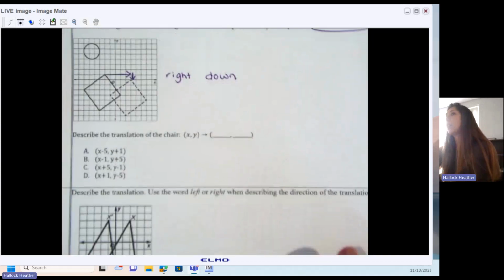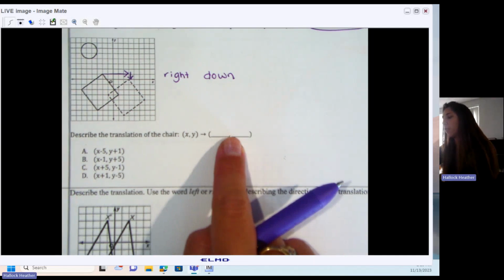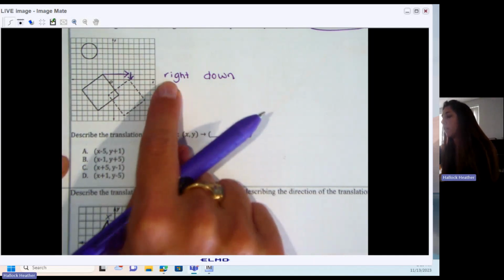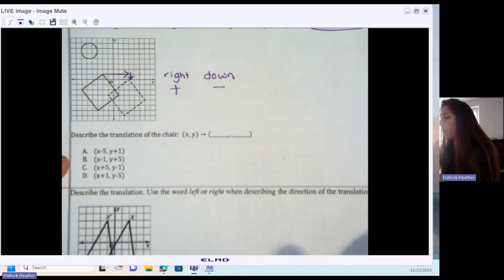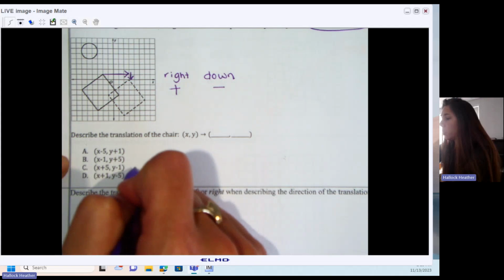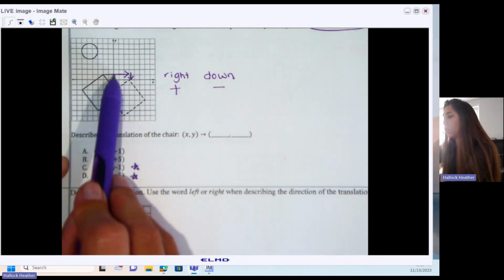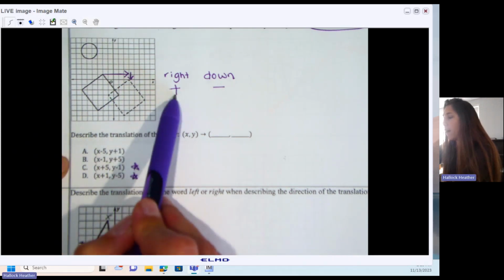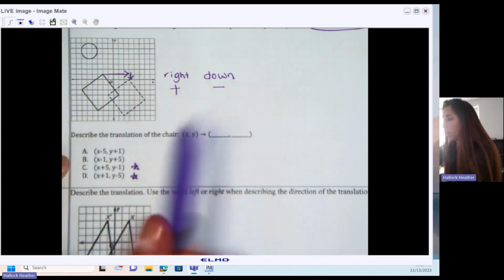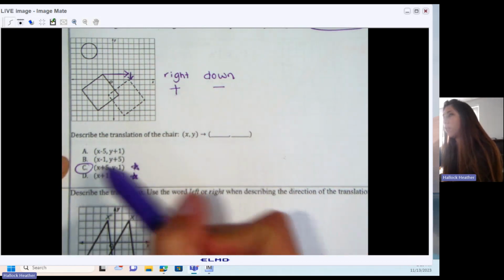So I need to pick an equation to fill into this blank that would represent this transformation. If I'm going to the right, this is positive. If I'm going down, it is minus. So automatically I know it's between the bottom two. I just need to make sure my numbers are in the right places. So I'm going to the right 1, 2, 3, 4, 5, and I'm going down 1. So I'm adding 5, and then I'm going down 1. So that's going to be C for my answer. And if you want, you can write this in here. You don't have to, you just circle C.